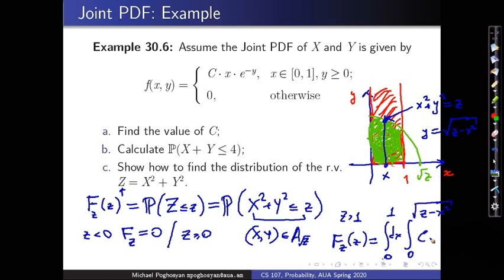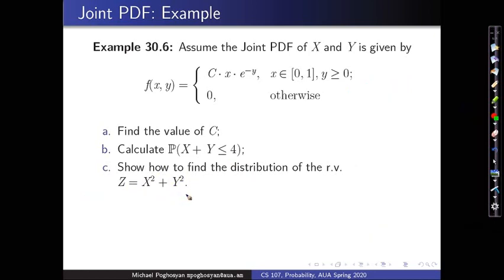So y is changing from 0 to the square root of z minus x squared, and I'm integrating my function c times x e to the minus y dy. Calculating this, we will obtain some function of z, and that is the value of our F for the part where z is larger than 1. And having that CDF, we can calculate the PDF of z by differentiating it. You can finish this example and find the distribution of this random variable z. Let's move forward.